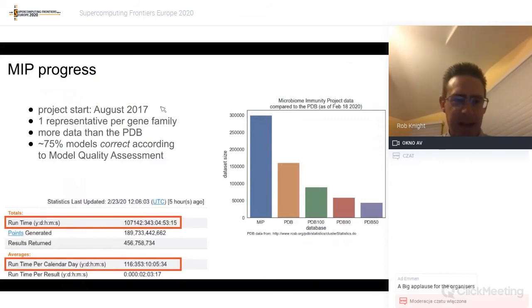And you can see from the runtime that we've already used 100,000 core years putting this project together, which is pretty impressive on the whole. And what you can see in the graph is that the Microbiome Immunity Project, our project, has already dramatically exceeded the PDB. That's the blue bar compared to the whole Protein Data Bank, which is the orange bar, already in this project.